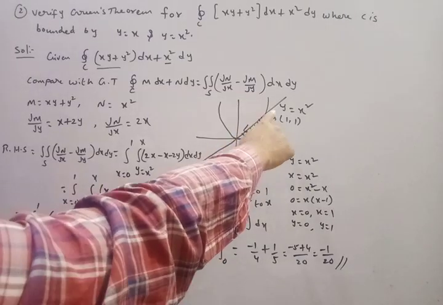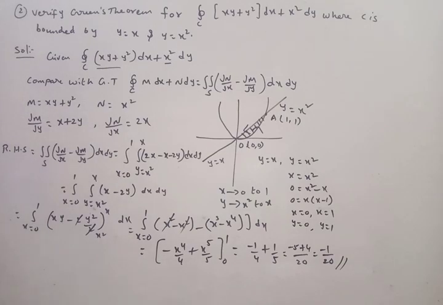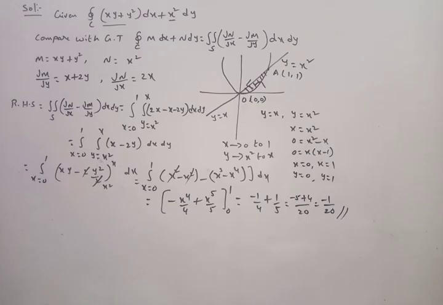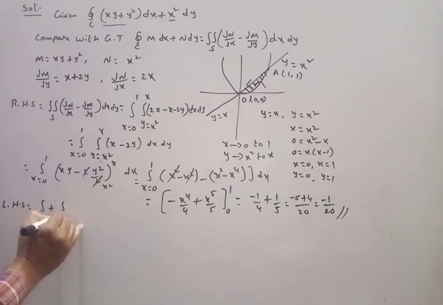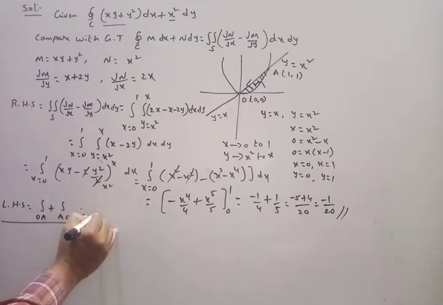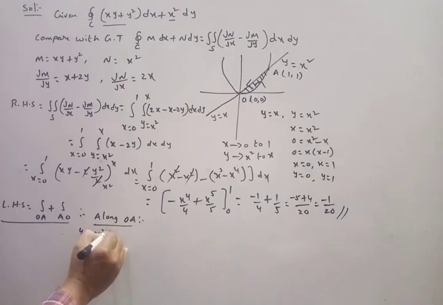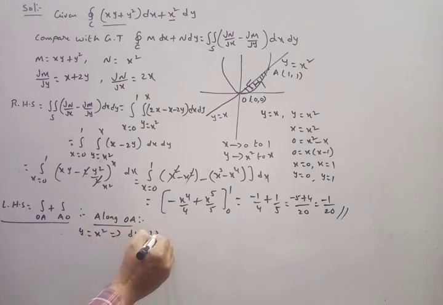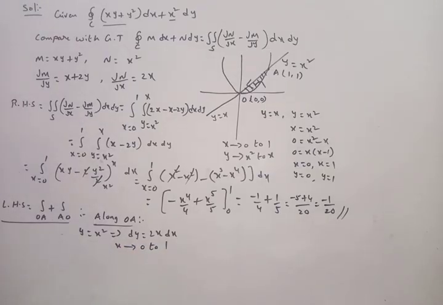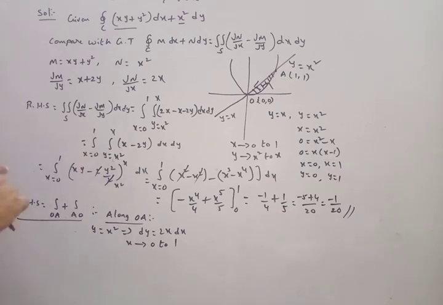So this integration O to A, then A to O. Okay, so now to find LHS, LHS is equal to what? Integral O to A plus integral A to O. So first we find along OA, that means this curve we are going. Y is equal to x square. This implies dy is equal to how much? 2x dx, and x is changing from 0 to 1. So substitute all these values here.